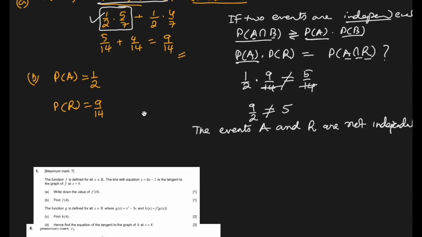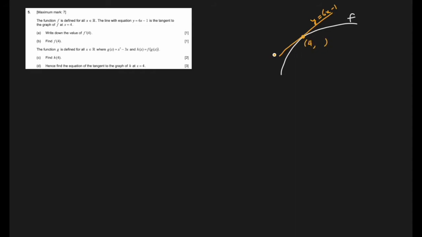Question number 5. The function f is defined for all real values of x. The line with equation y equal to 6x minus 1 is tangent to the graph of f at x equal to 4. Let's try to visualize this. So suppose this is the f function and this is the line tangent to it. The equation of this line is y equal to 6x minus 1 and the tangent is at x equal to 4. The x coordinate is 4. What is the y coordinate? We'll find out later.